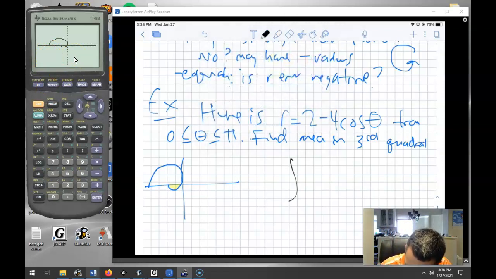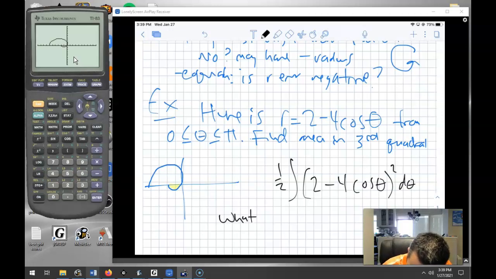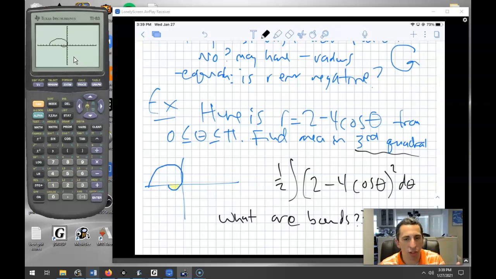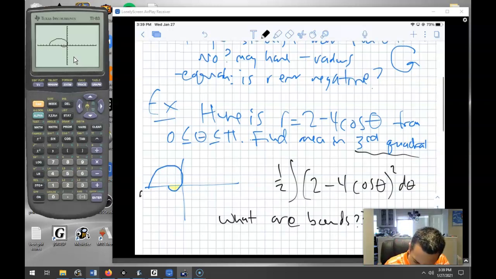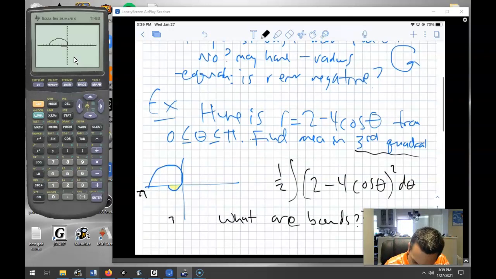you would look at this and say, okay, well, obviously it's going to be 1/2 r squared. It's 1/2 times 2 minus 4 cosine theta squared. But the question that you have to ask yourself is, what are the bounds? And I think some people might see, oh, third quadrant. I'm just going to go from pi to 3 pi over 2. But normally, when we have our third quadrant, that's like pi on the left side, 3 pi over 2. But is that in the range we graphed? No, we only graphed the part of the function from 0 to pi.